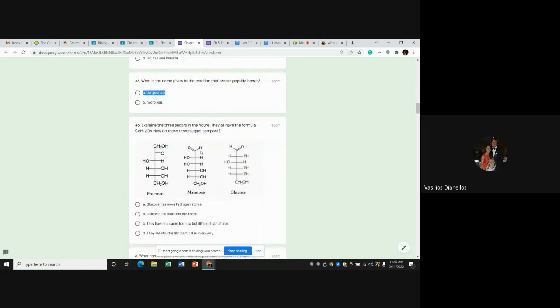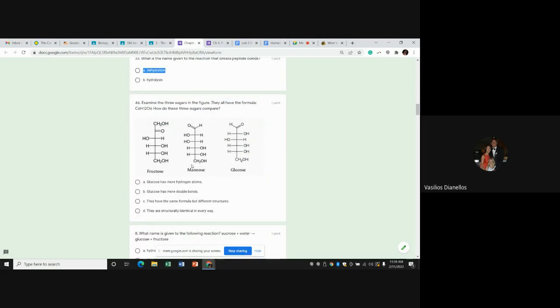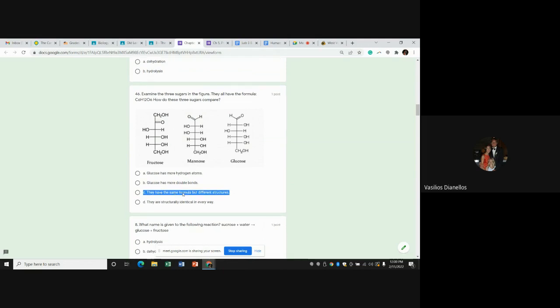How do these things compare? This is what I was getting at earlier. They have the same formula but different structures, right? These things are isomers. Because it says right here, they all have the same formula, so you know they have the same formula. You can look at them and see they have different structures. So there's the answer. Of course, on the exam, instead of saying they have the same formula but different structures, it might just say they are isomers, because that is saying the same thing in a different way.